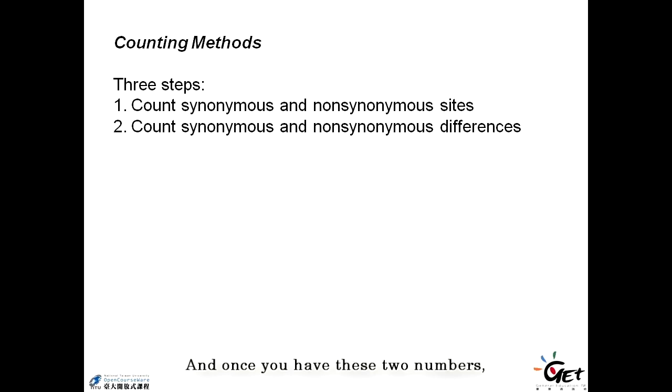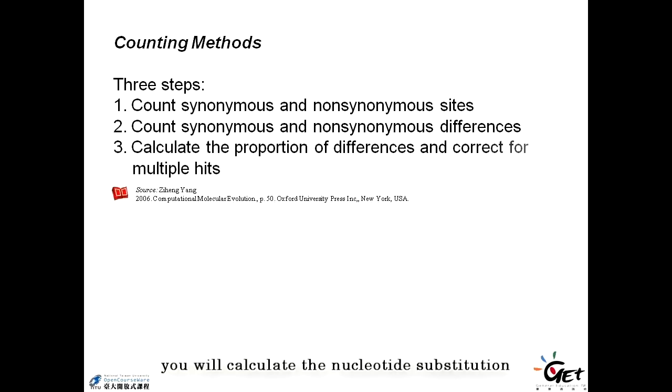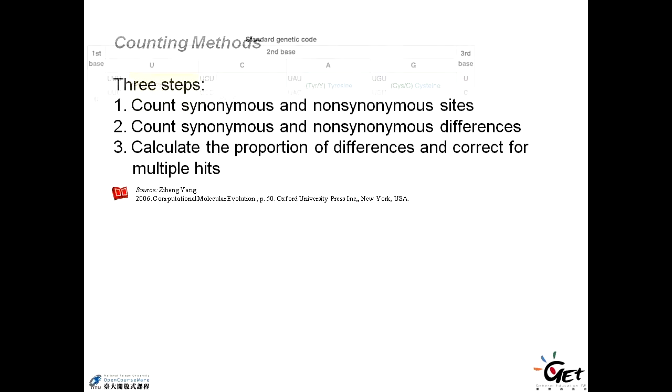And once you have these two numbers, you can calculate the nucleotide substitution. You could calculate the proportion of changes based on the first and second counts. Then we can do a correction, right? The correction, just as I said, uses different models to correct for multiple hits.